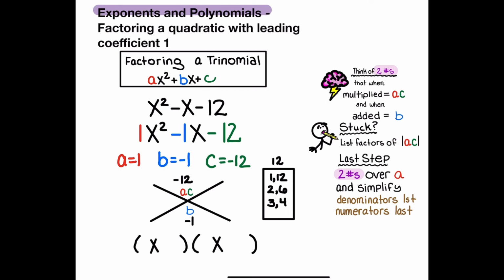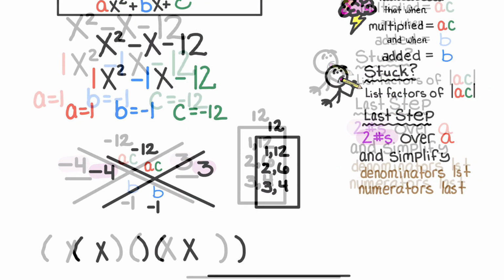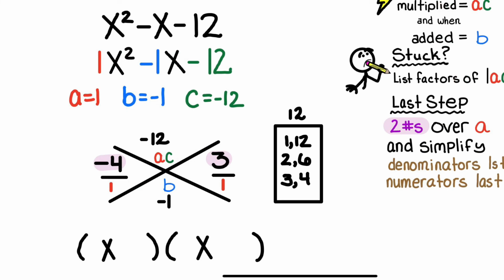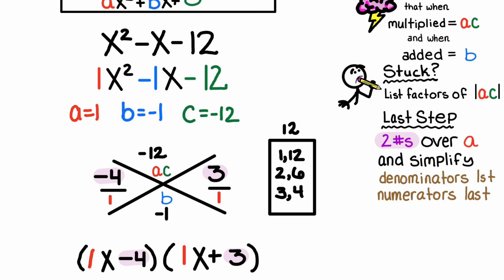So take a look at that list. If you look at the list again, you should think of -4 and +3. We're going to put those numbers over A, so that means over 1. We'll simplify those fractions, but in this case, they're already simplified. So the denominator goes in the front and the numerator goes in the back.